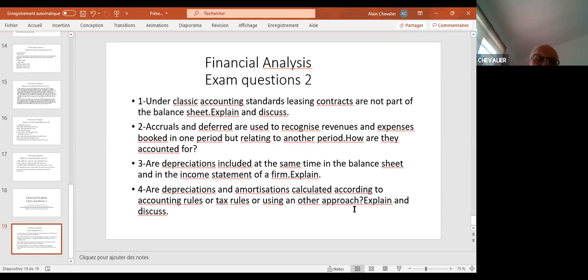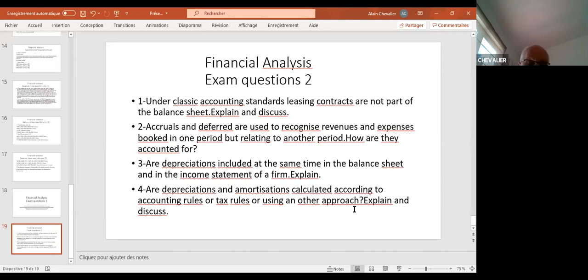So depreciations are taken into account in the income statement and the balance sheet, but not exactly the same way. It's only annual depreciation which is integrated each year in the income statement. In the balance sheet, it's a bit more complex.